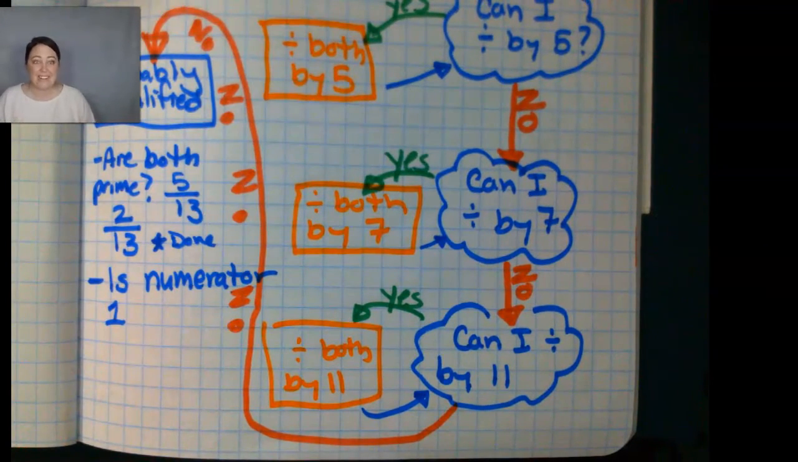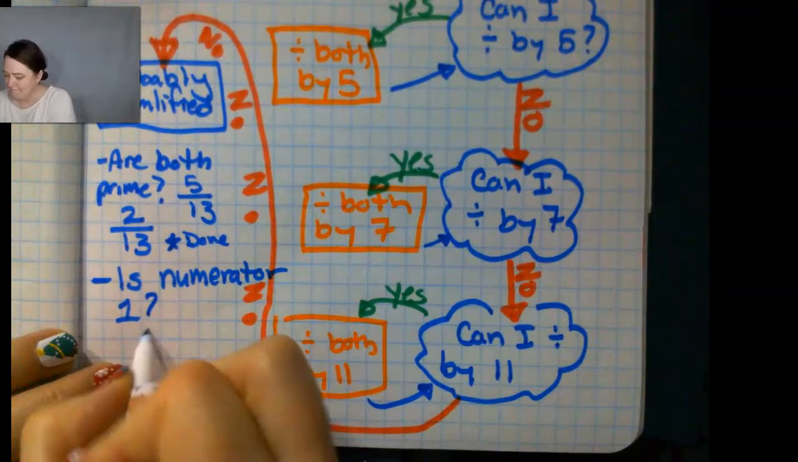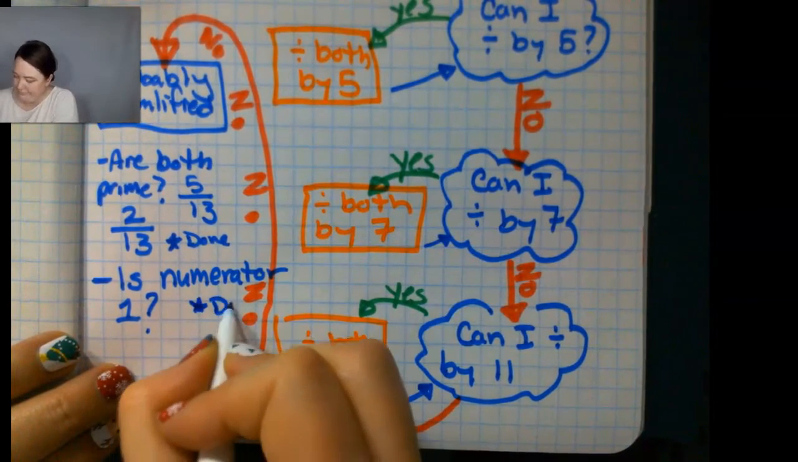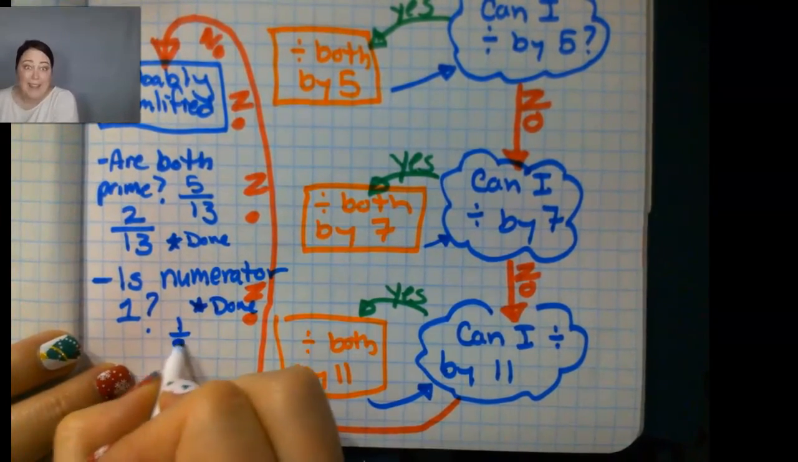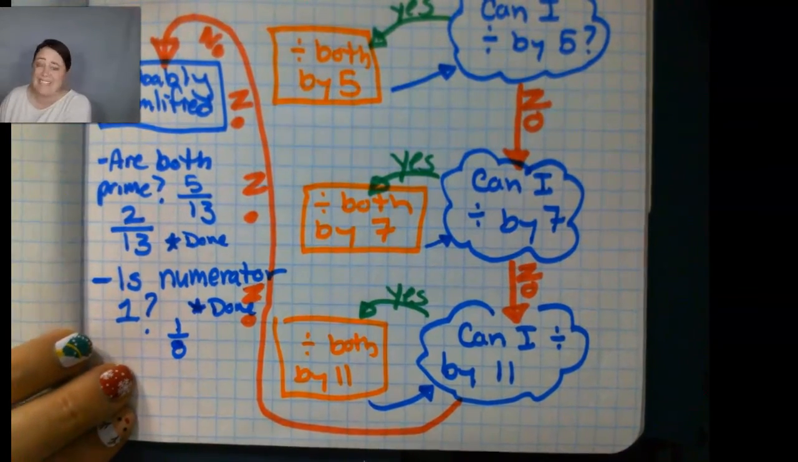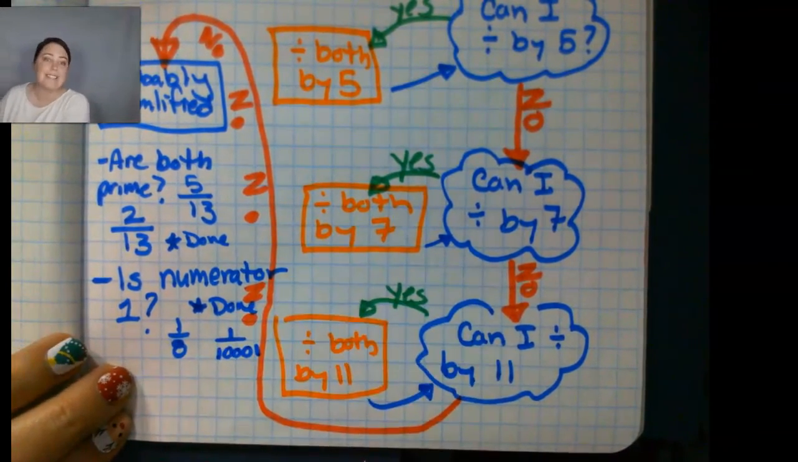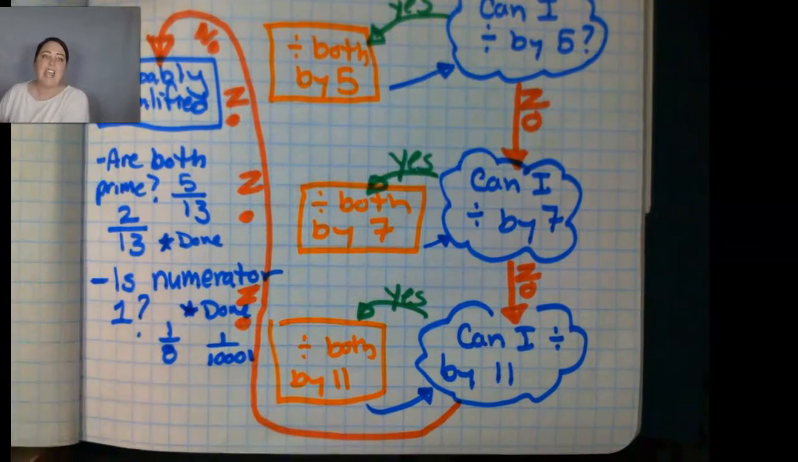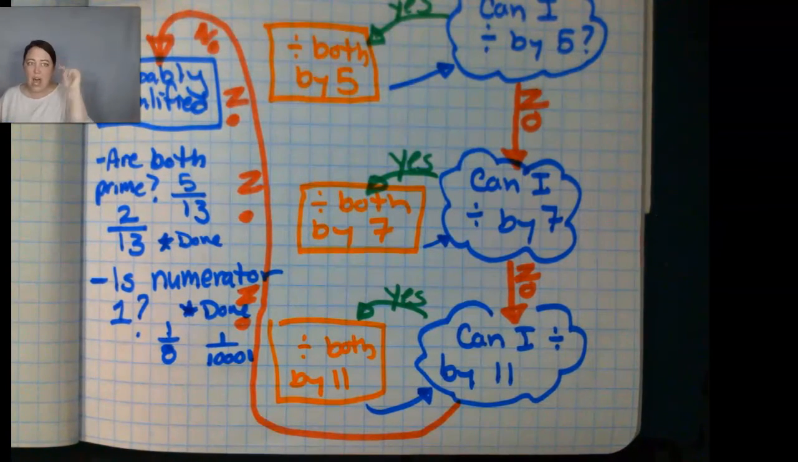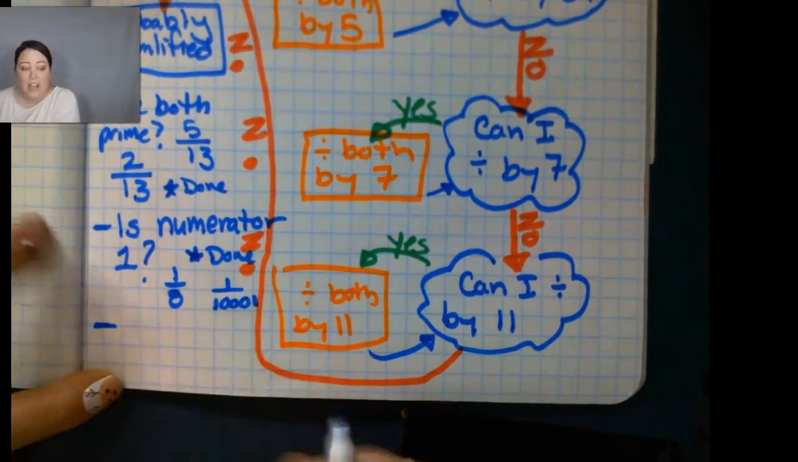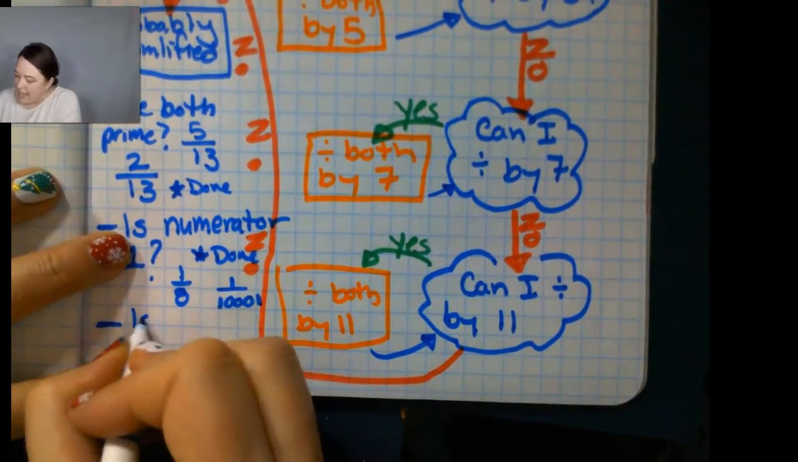If the numerator is 1, you're done. So like 1/8, that is as simplified as it can get. 1/1,000,001, that is as simplified as it can get. If the numerator, the number on top, is a 1, you're done. It's simplified.